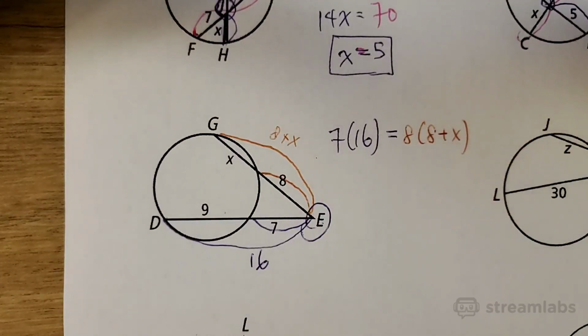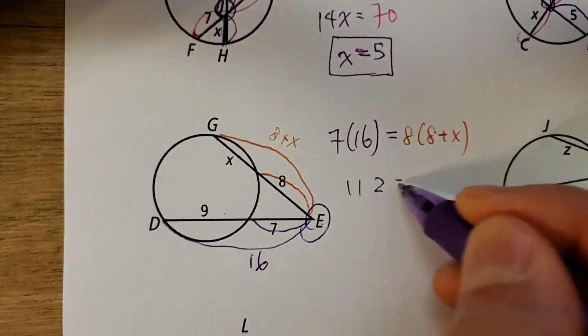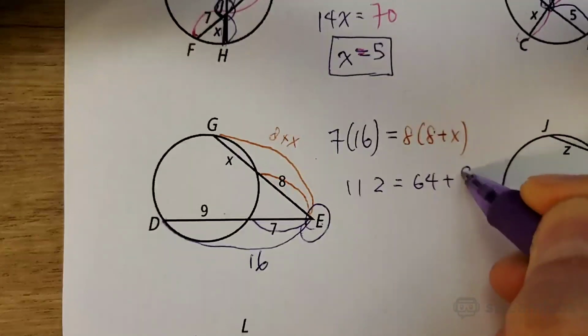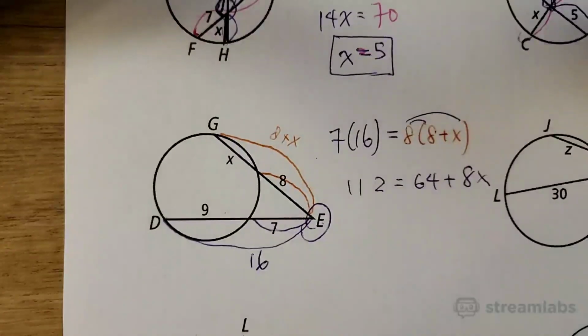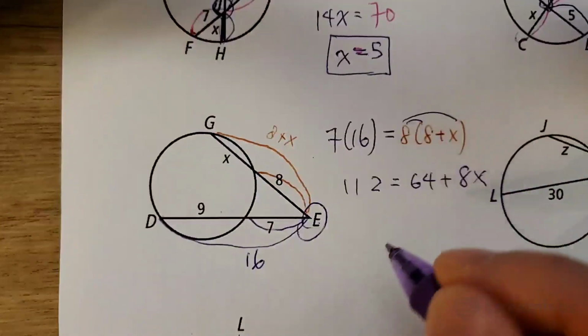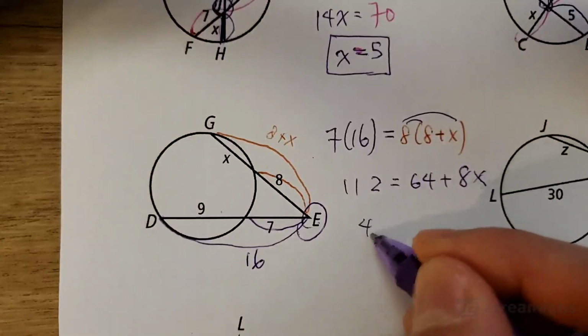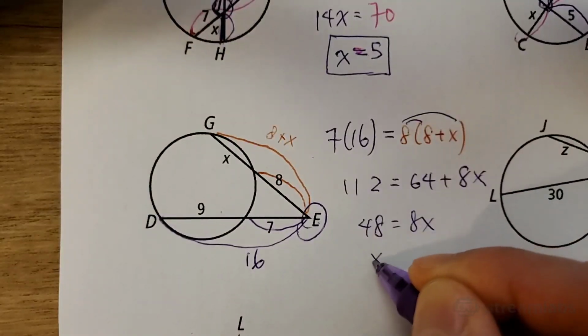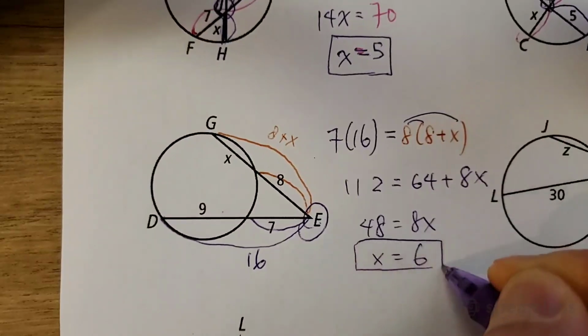Okay, so then you multiply out. 7 times 16 is what? 112 plus 8x. Distribute this, right? Okay, and then you calculate this out. 48 equals 8x. X would be 6, like people have been saying.